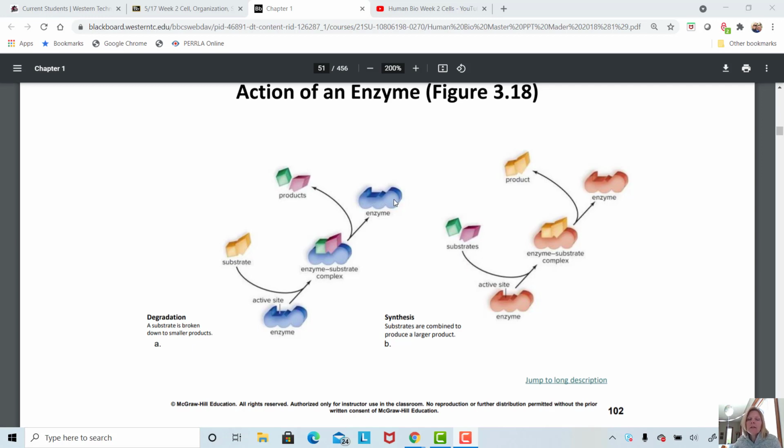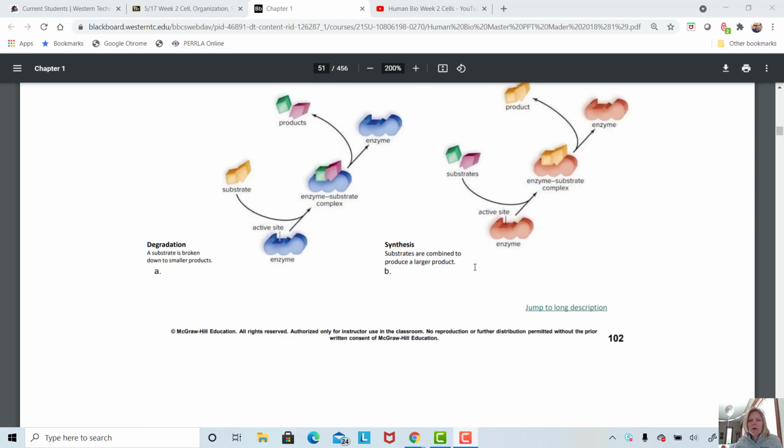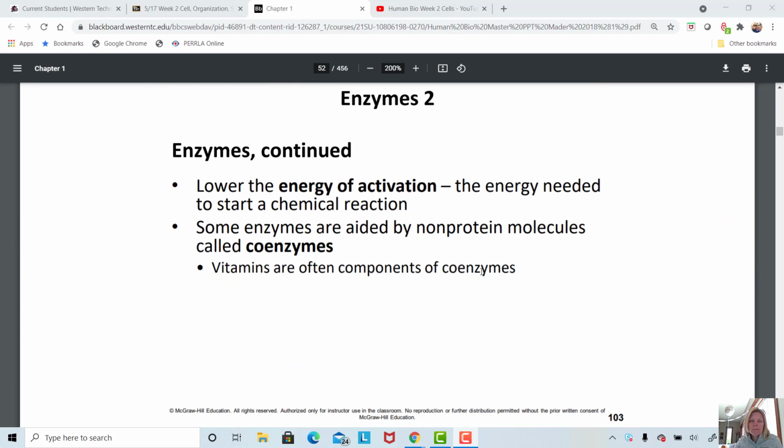And then later, that starch and glycogen will be broken down by this enzyme, which will break the bond and release those sugar units to be used by our cells. So oftentimes these reactions go back and forth, building and breaking down depending on the needs of the body. So again, enzymes lower the energy needed to start a chemical reaction.